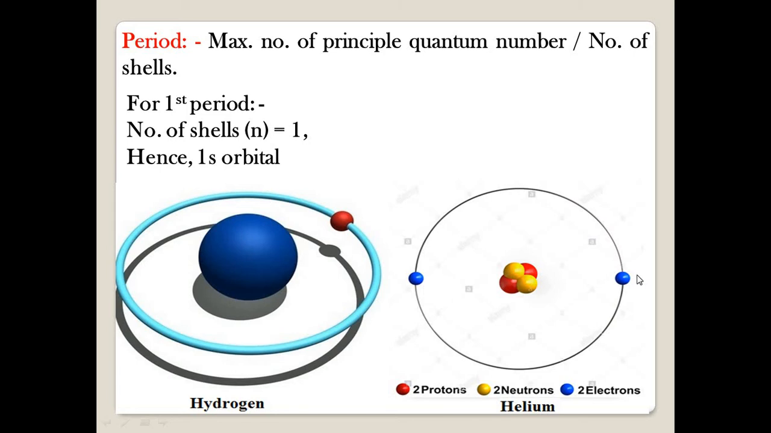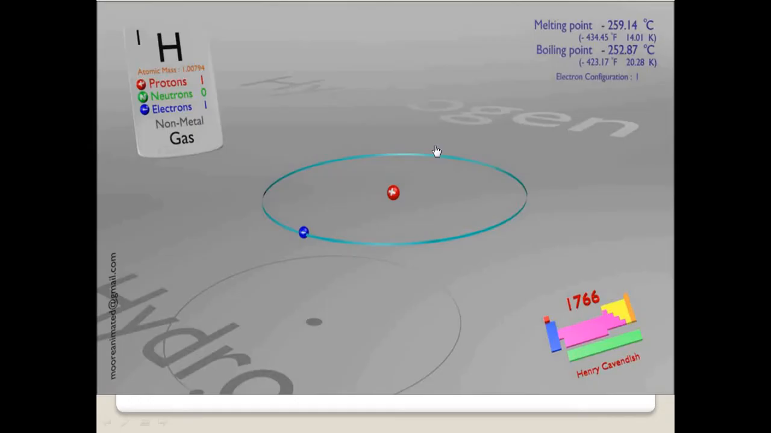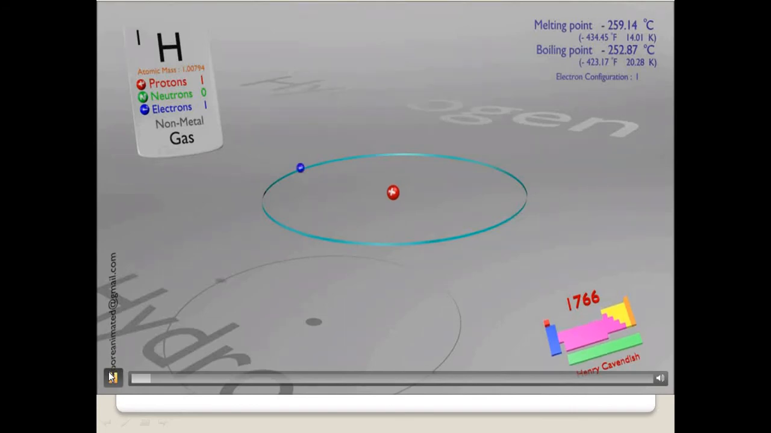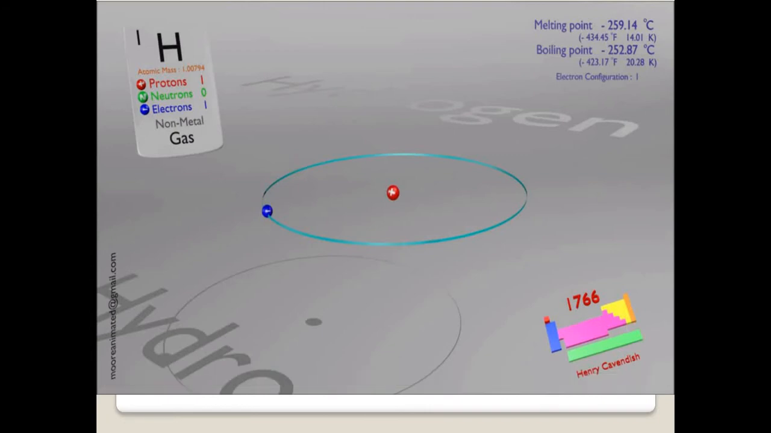Okay, let's see here. As we know, this is the proton, red, and this is blue, the electron. It is hydrogen, with mass 1.00794, proton 1, neutron 0, electron 1. It is a non-metal, a gas, and it has a melting point and boiling point. Its electronic configuration is 1 only. It was discovered in 1766 by Henry Chadwick.